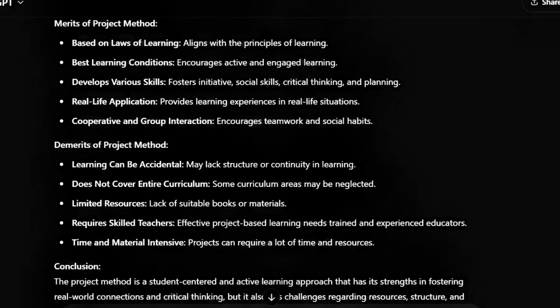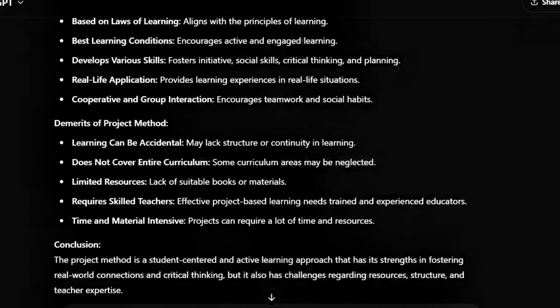Demerits of project method. Learning can be accidental, may lack structure or continuity in learning, does not cover the entire curriculum, some curriculum areas may be neglected, limited resources, lack of suitable books or materials. Requires skilled teachers. Effective project-based learning needs trained and experienced educators. Time and material intensive. Projects can require a lot of time and resources.